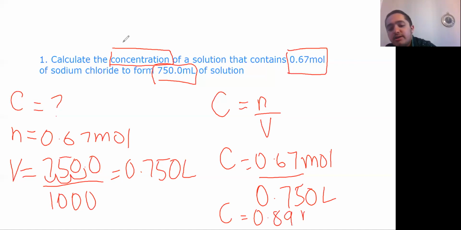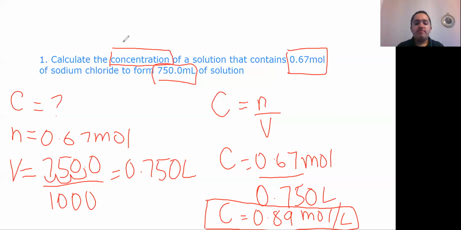Remember, in chemistry, it's always important that you think about the significant digits. So your final answer is C is equal to 0.89, and how I got the significant digits is looking at 0.67 moles.